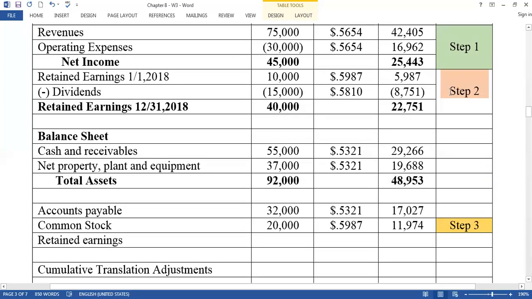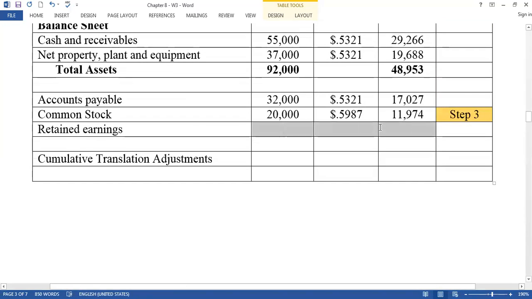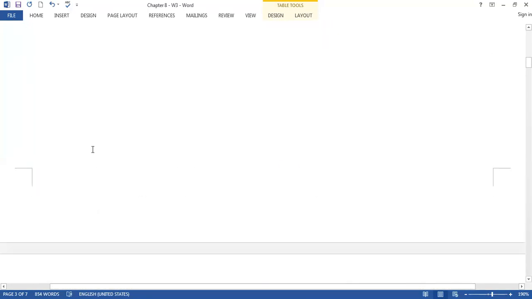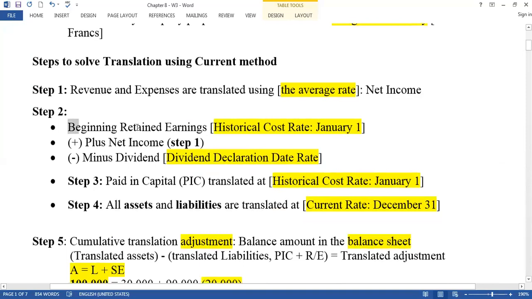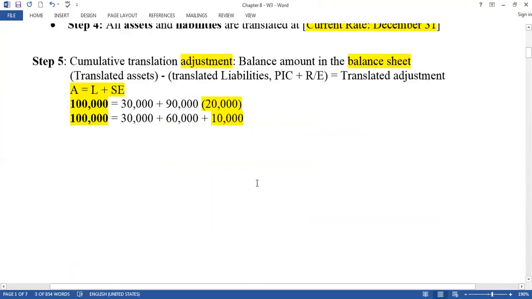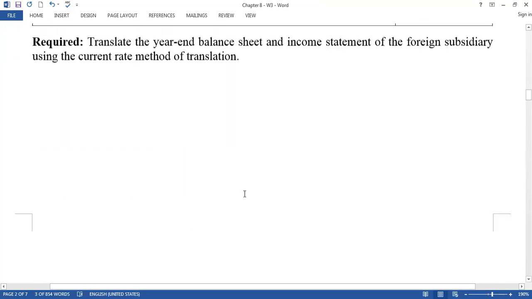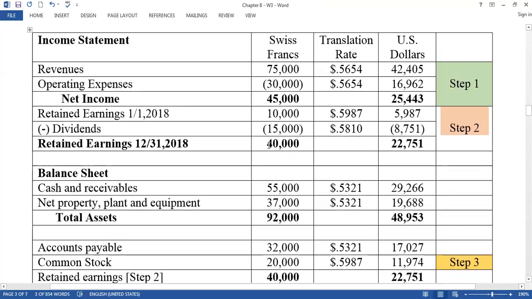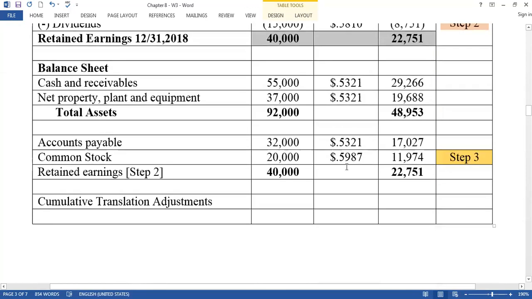So look, we have total asset, we have liabilities, we have common stock, and we need retained earnings. Retained earnings already calculated from step two. You can see that from step two, we already calculated retained earnings, right? So this we are going to copy and paste here. Because you can see that this is the step two formula. Beginning retained earnings plus net income minus dividend equal ending retained earnings. We just copy and paste here.